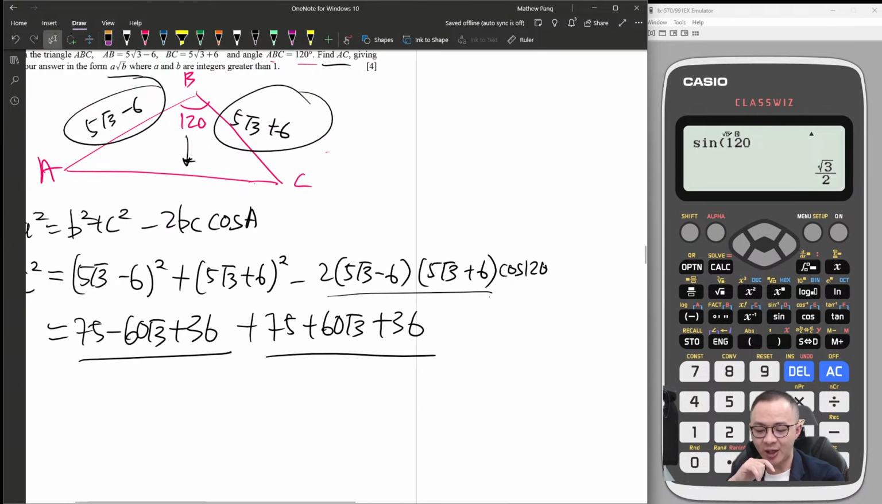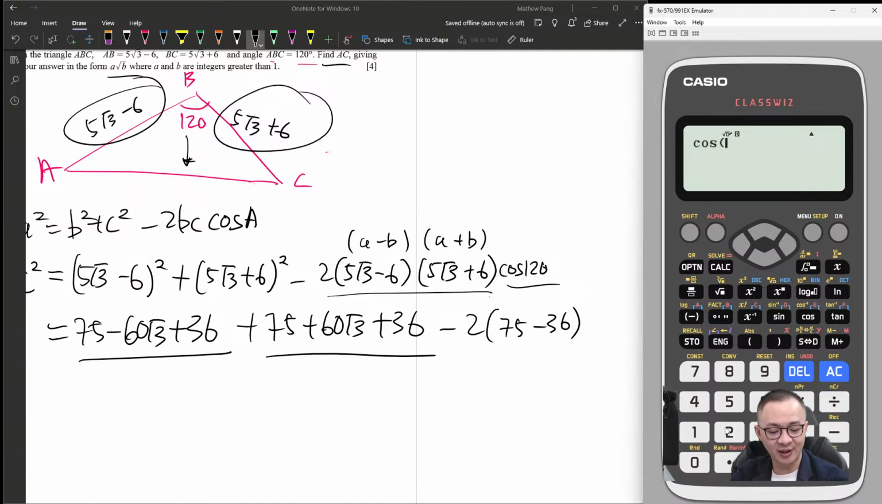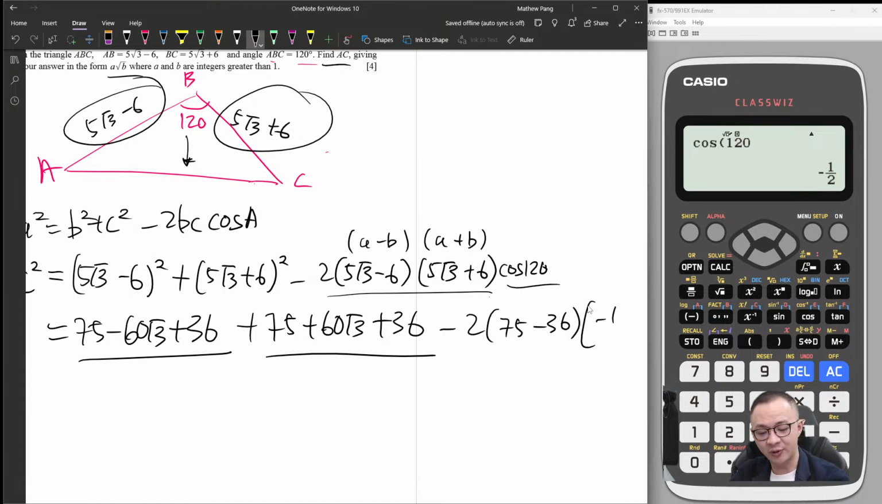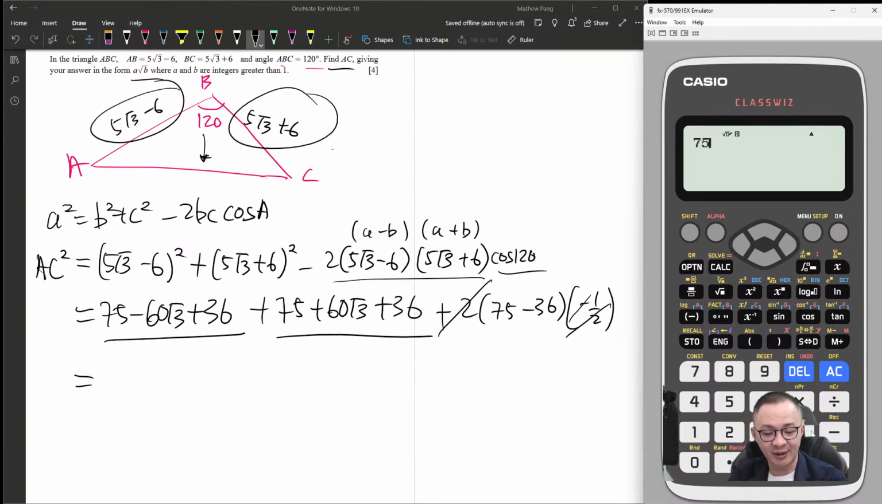Third one here, a plus b multiply a minus b, then we should get a squared minus b squared. Cos 120 is negative half. You can type it in the calculator, it's negative 1 over 2. So 1 over 2, 2 and half I simplify. Negative and negative I simplify, make it plus. Then here I will add all the necessary numbers: 75 plus 75 plus 36 plus 36.